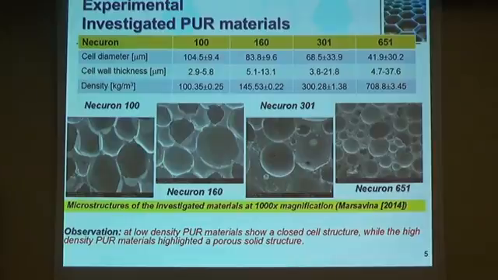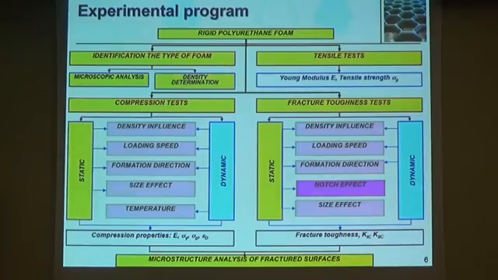So we can see that at low density, these materials look like a closed cell cellular structure, while increasing the density, they go to a porous solid structure. So the cells are smaller, and the material contained in the cell walls is higher. We did some statistical analysis of these structures, and we came up with the cell diameter, cell wall thickness, and the density of these materials.